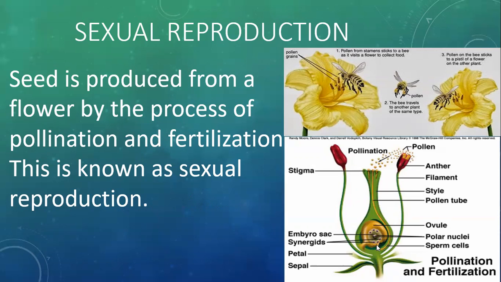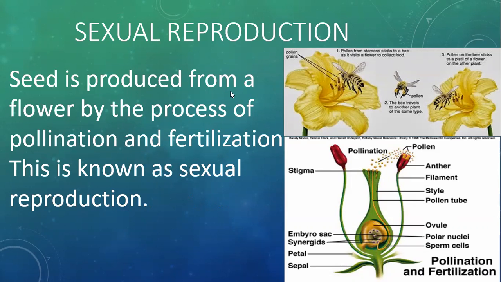The pollen grains enter into the ovary. Within the ovary, the ovule is present. The fusion of the male gamete with the female gamete is called fertilization. The transfer of pollen grains is pollination. This is fertilization. So through the processes of pollination and fertilization, it produces seed.